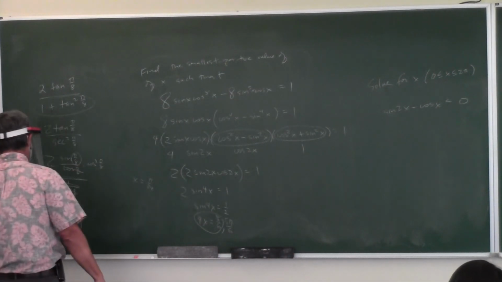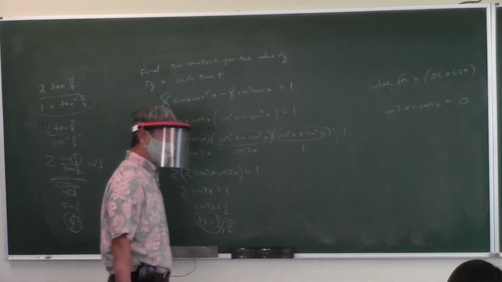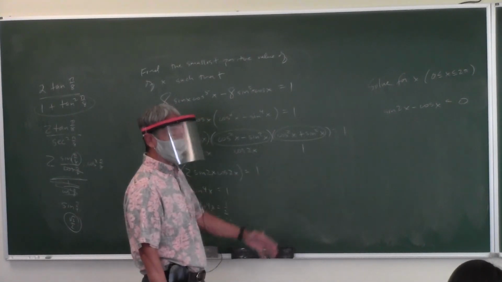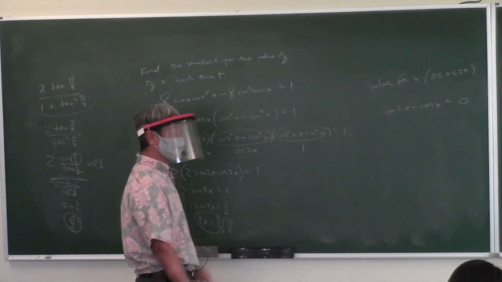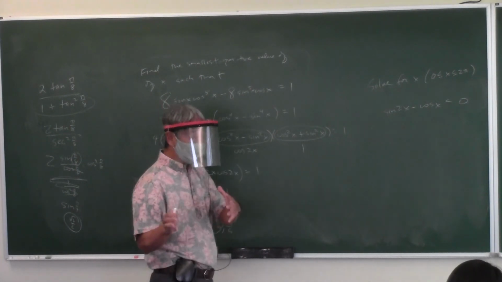How do you solve inequalities? You make one side 0 and you factor it. Just like you solve an equation, except you gotta make a number line.